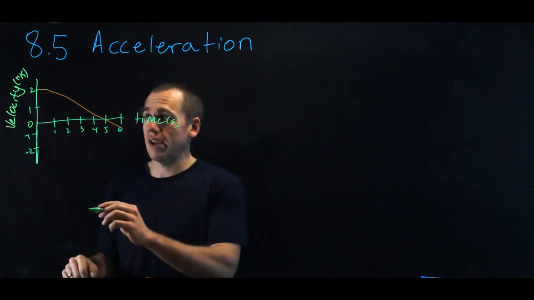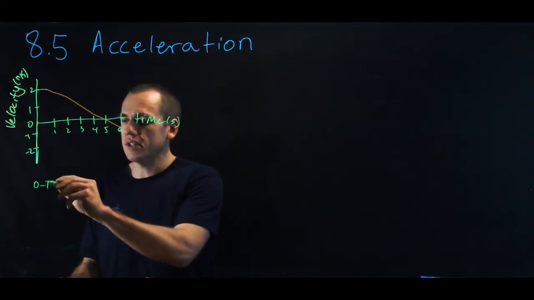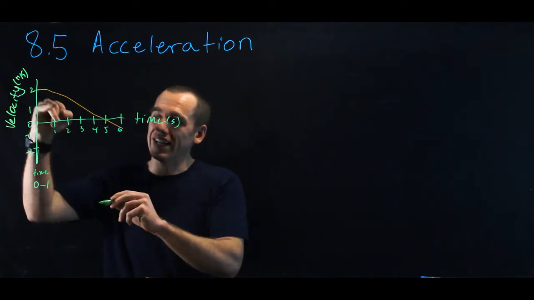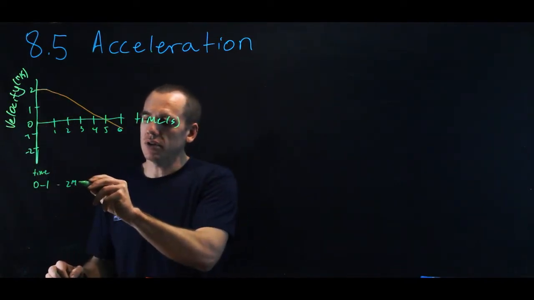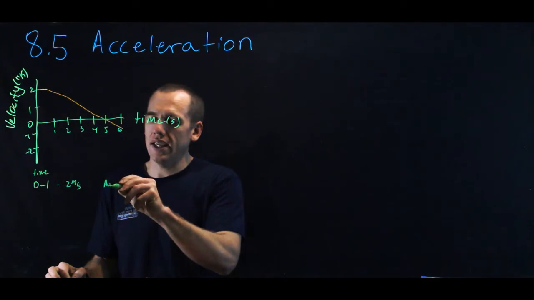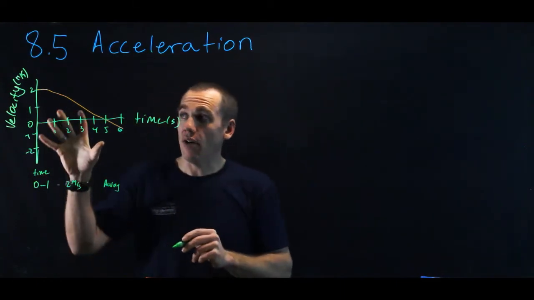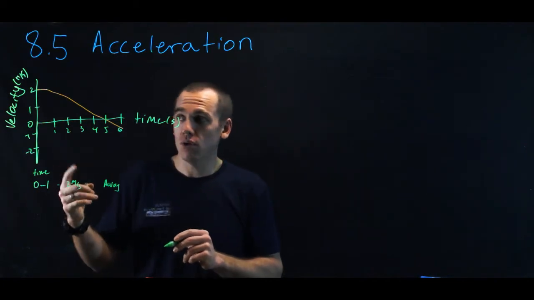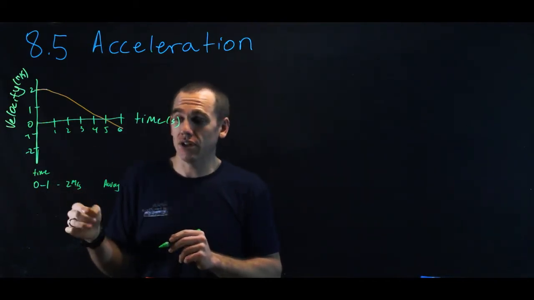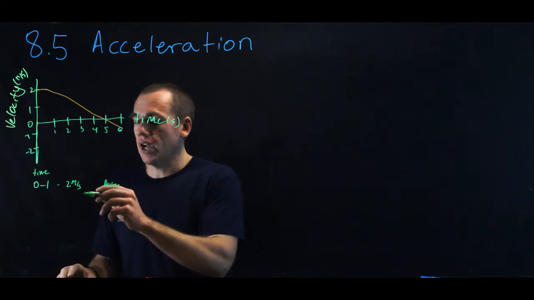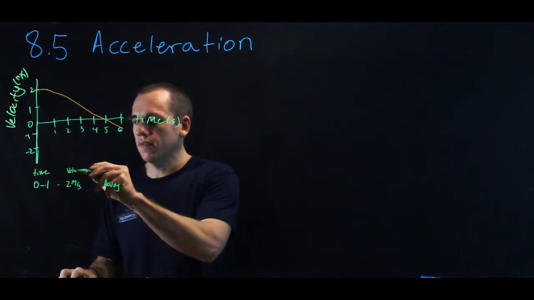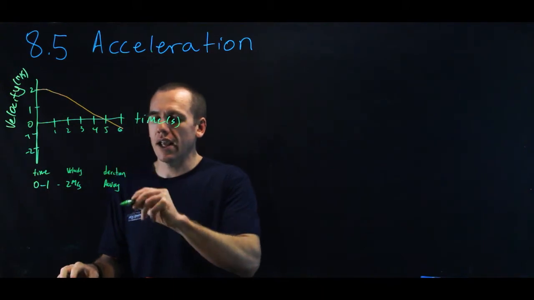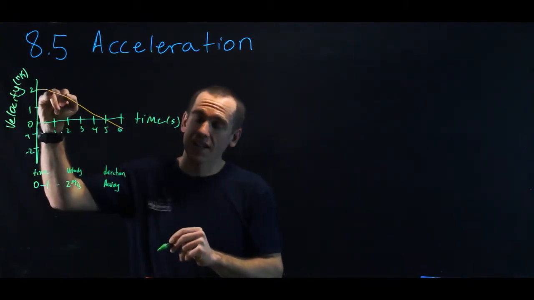So first I'm just going to describe what's happening. So from 0 to 1 seconds, so this is my time interval, I see that the object is moving at a constant speed, 2 meters per second, and it is moving away from the motion detector. Now, there's a lot I can do with that. Okay, we can figure out how far it moved, and we can say something about its acceleration. And we're going to do both of those. So time, velocity, direction.